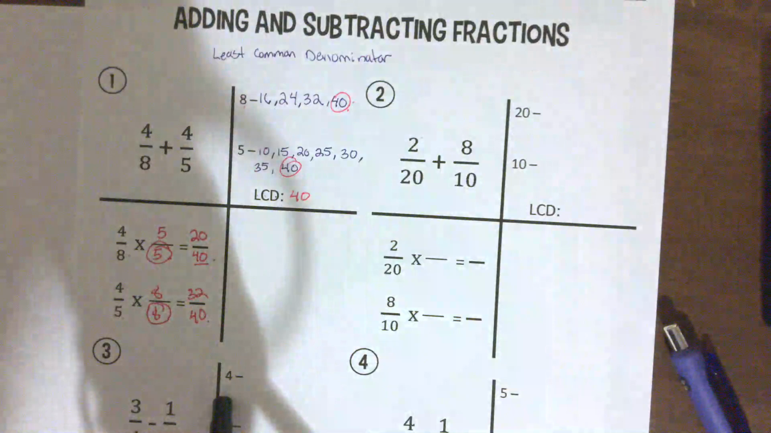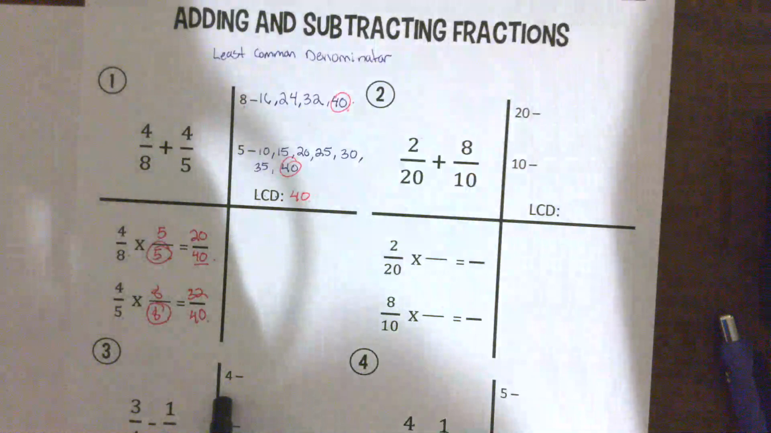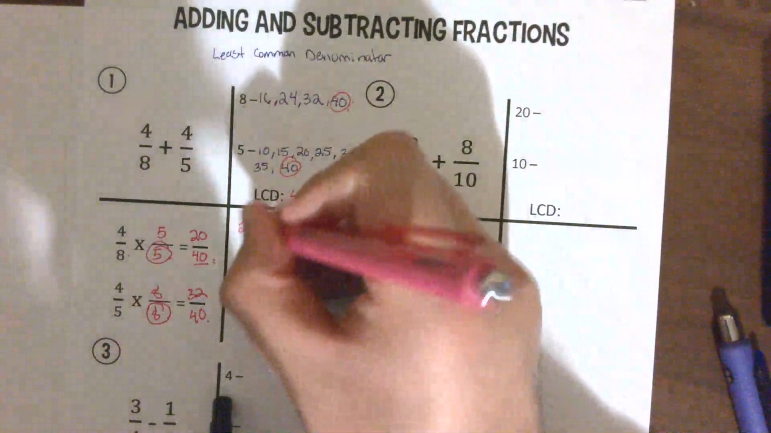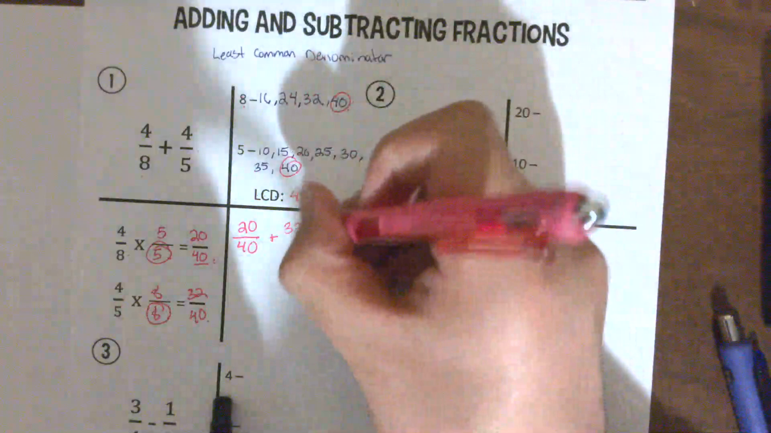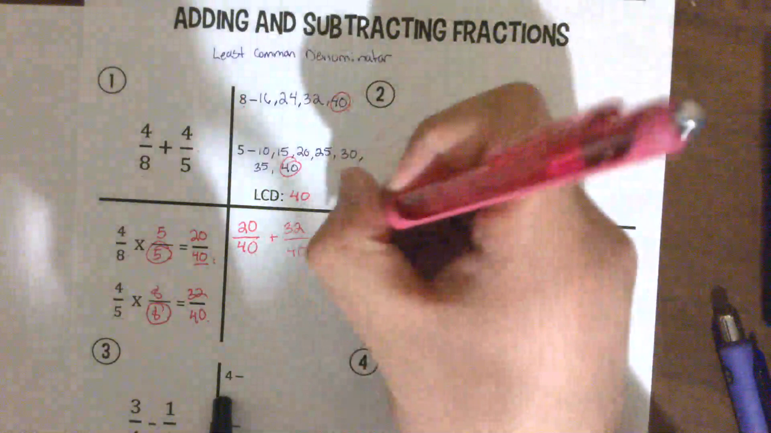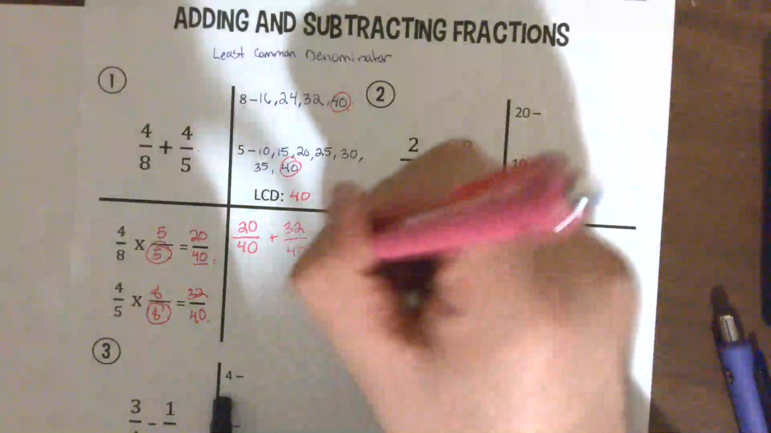And then, friends, I'm going to look at my last quadrant here. I'm going to do a lot of math here, so brace yourselves. First, I'm going to rewrite the equation. So I no longer have 4 eighths. I have 20 over 40. So I'm going to write 20 over 40. And I'm going to add to that no longer 4 fifths, but 32 over 40. So 20 plus 32, that's going to become 52. And our denominator stays the same. We don't add our denominators here. They just stay the same throughout.